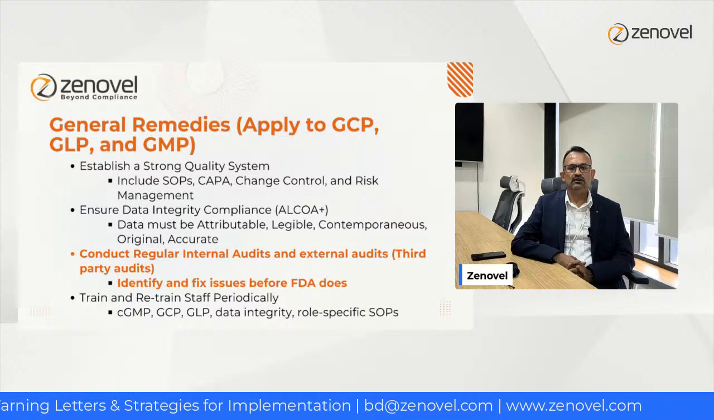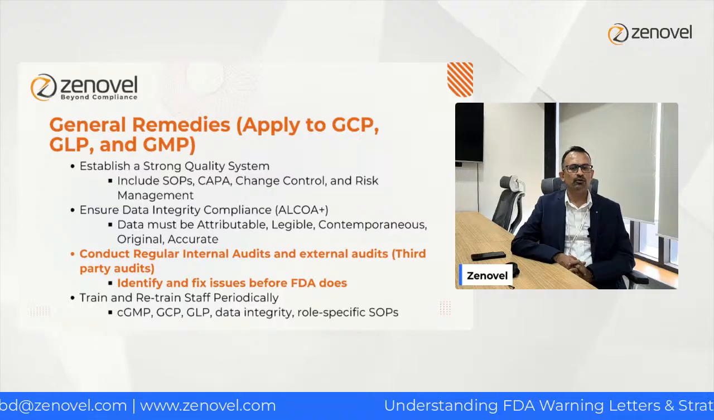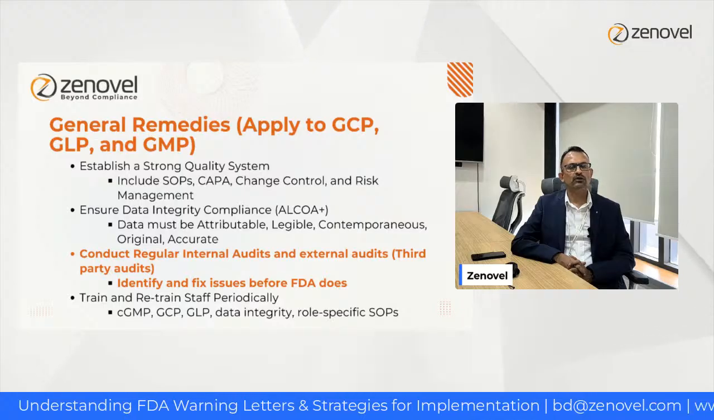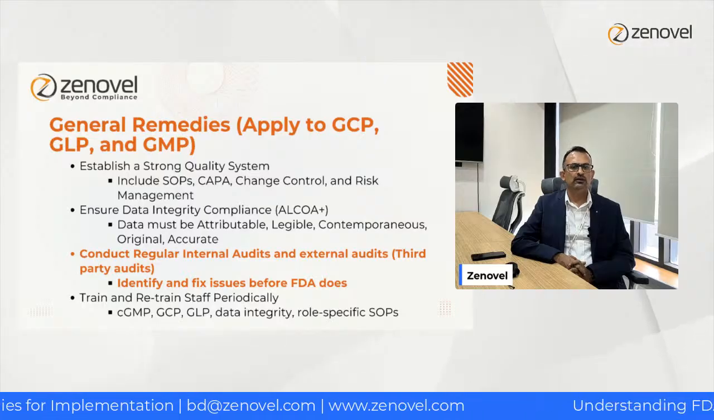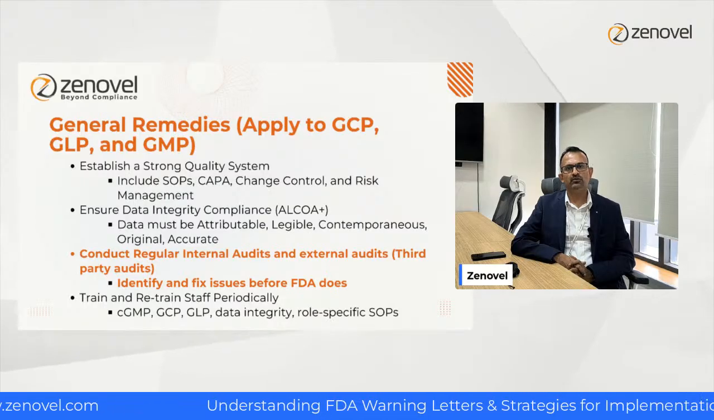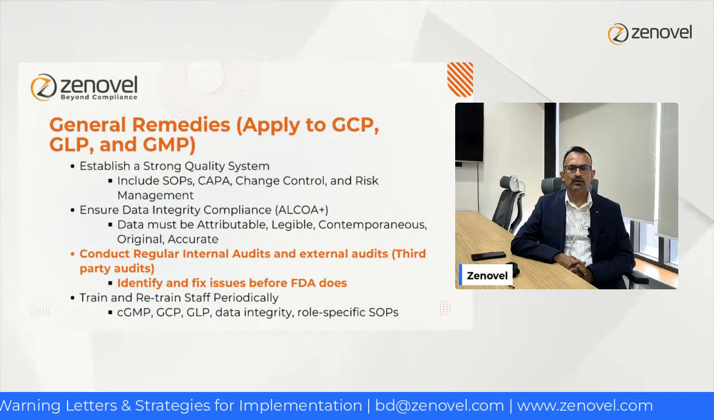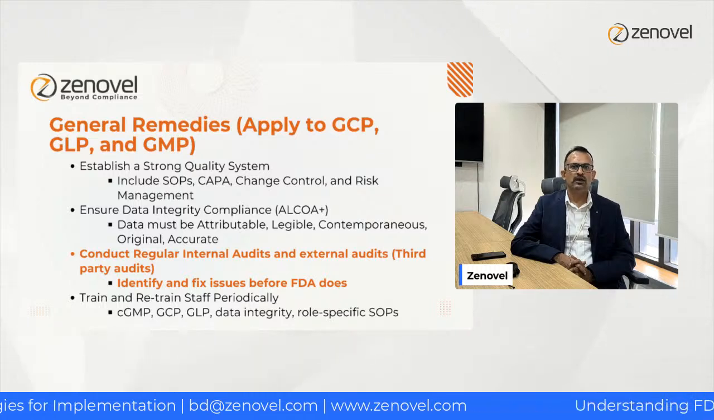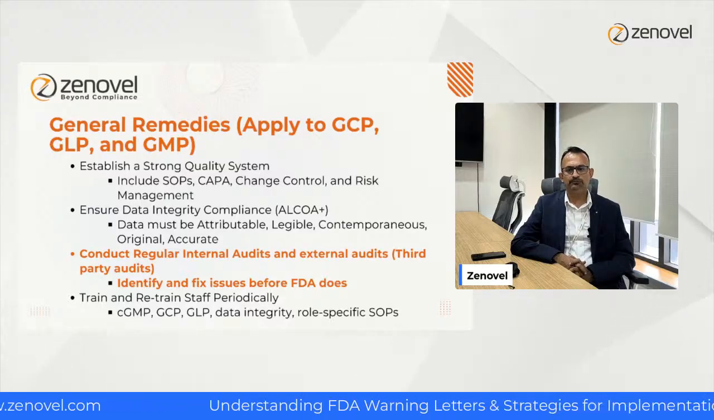So let's discuss the general remedies for all the GxP services. The most important part is we have to establish strong quality systems, which includes the SOPs. Our SOPs should be in line with the recent regulatory requirements. The CAPA should be root cause based CAPA. So first we have to identify the root cause, and based on the root cause we have to identify corrective action and then preventive actions. The facility should have risk management. Even when we have a small risk, we can follow this risk management strategy.